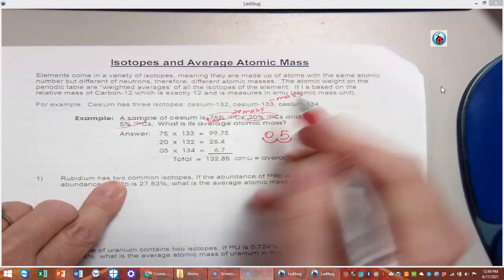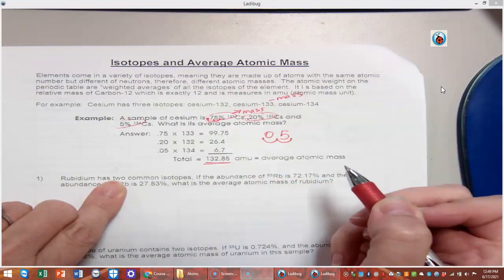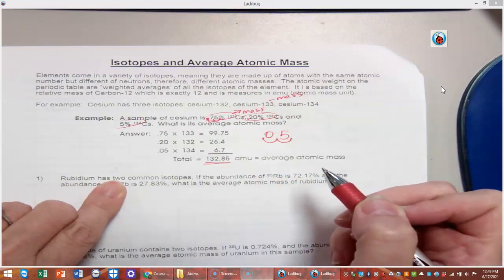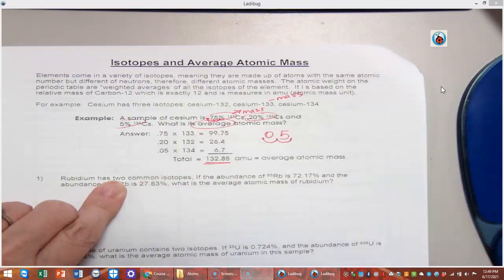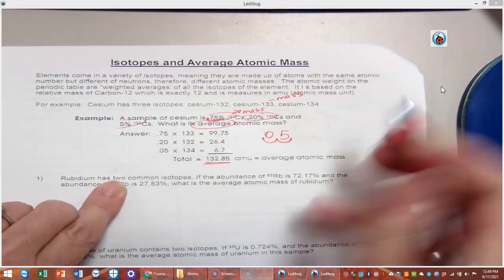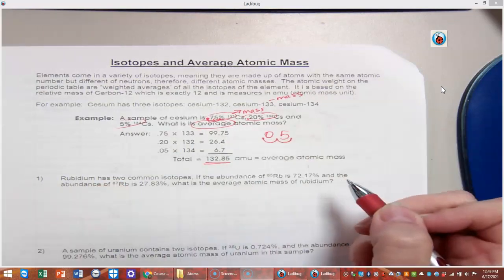And then I add them together, and that gives you the average atomic mass. Do not divide by 3. When people see the word average, they think they're going to divide. We're not dividing here. We're just going to multiply and then add them together, and that's our average atomic mass.